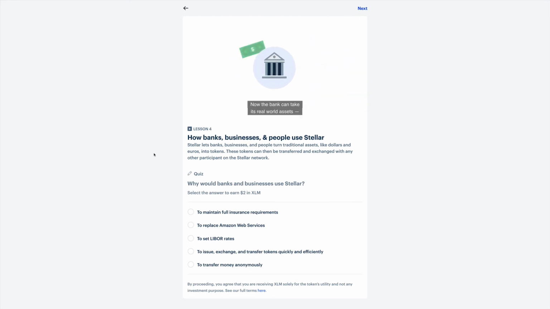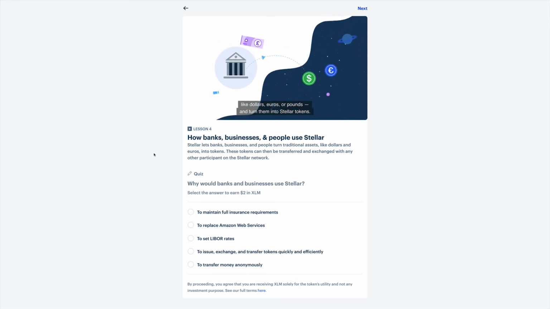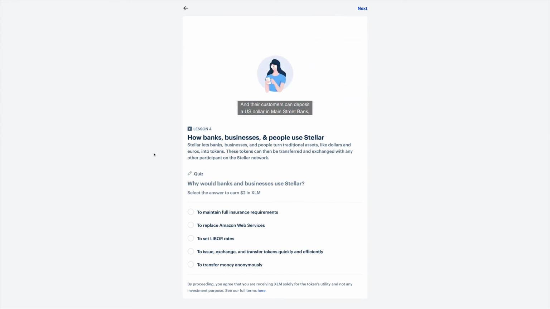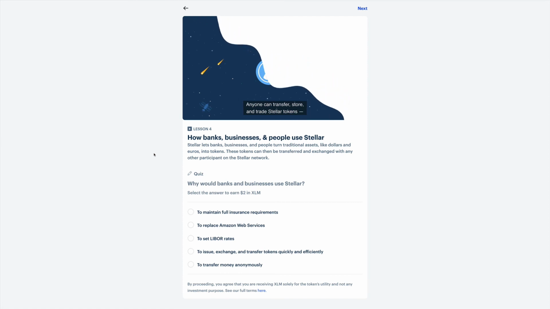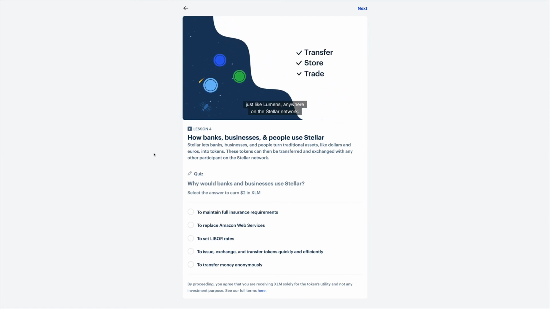Now the bank can take its real-world assets, like dollars, euros, or pounds, and turn them into Stellar tokens. And their customers can deposit a US dollar in Main Street Bank and get a US dollar token on Stellar in return. All Stellar tokens are exchangeable. And since exchanges happen on the Stellar network, they only take a few seconds and cost a fraction of a penny. Anyone can transfer, store, and trade Stellar tokens, just like Lumens, anywhere on the Stellar network.